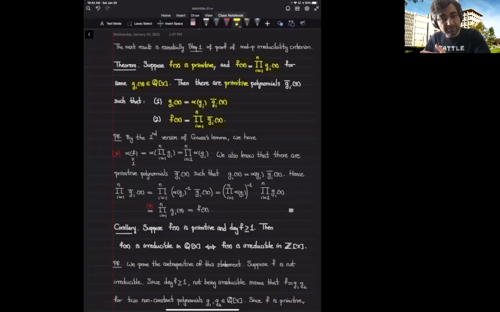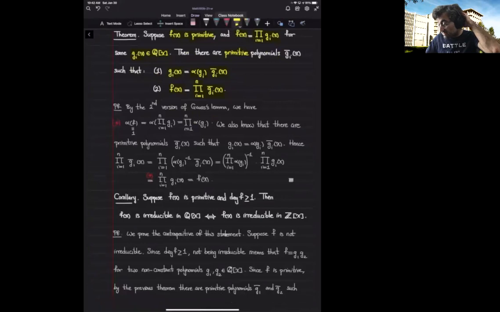Let's see why this is the case. In particular, as you can see here, I'm not changing the degree of the g sub i's, and I'm writing f as a product of polynomials with the same degrees as the g sub i's, but this time the coefficients belong to the ring of integers. Okay. So by the second version of Gauss's lemma, I know that the content of f, which is the same as the content of the product of the g sub i's, is the product of the contents of the g sub i's. So this means the product of contents of the g sub i's is just 1. Okay, let's keep this in mind.